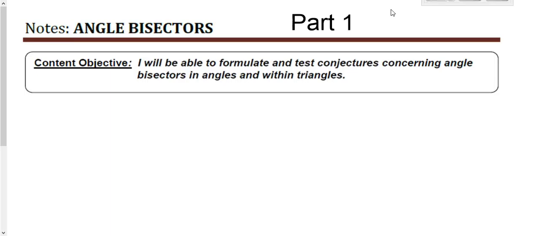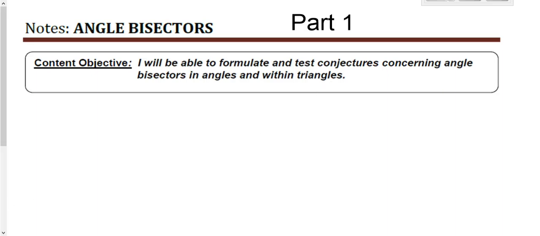This lesson's entitled Angle Bisectors. Remember, bisectors are things that cut things in half into equal pieces. So an angle bisector cuts an angle into two equal angles. We'll be seeing how we use that information in angle bisectors. I will be able to formulate the test conjectures concerning angle bisectors in angles and within triangles.